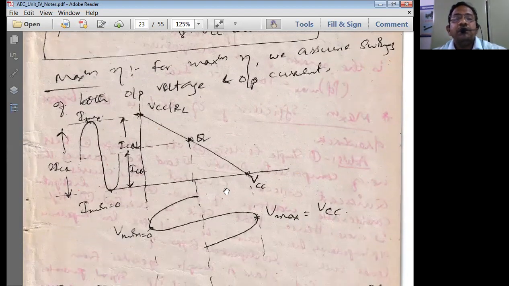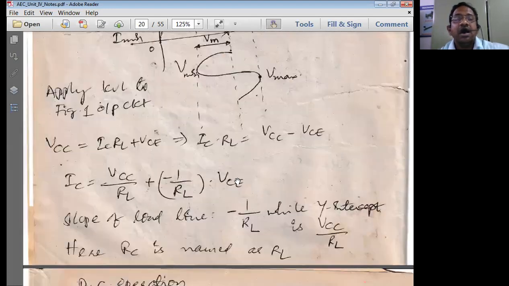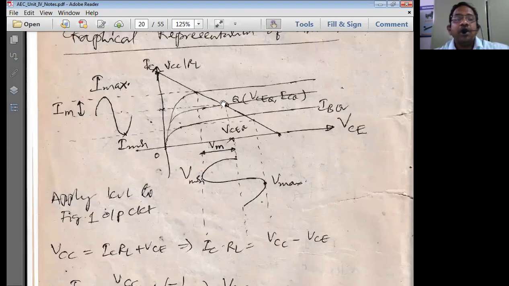Now, for maximum efficiency, we will assume the voltage and current swing to the maximum value. See, in the earlier graph, for explanation's sake, I gave this graph. If you observe this carefully, the Q point is adjusted to the center of the active region, let us say. Now this V minimum is not 0.